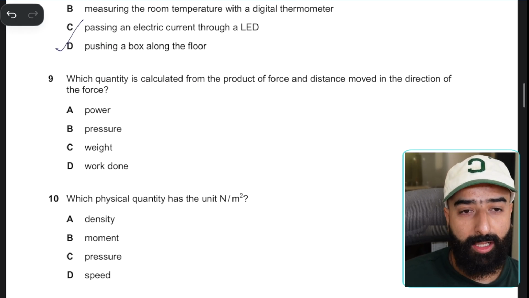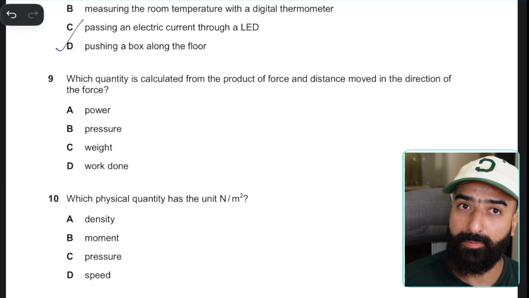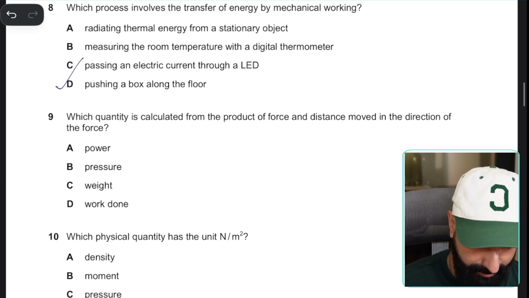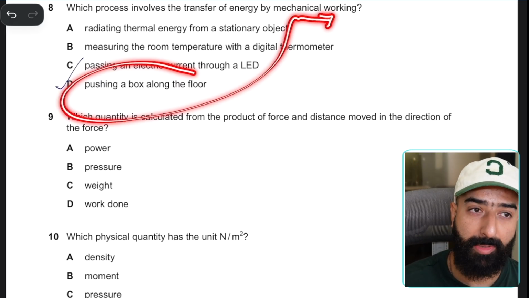Which quantity is calculated from the product of force and the distance moved in the direction of force? Yeah? What's the answer? The same thing, mechanical work.